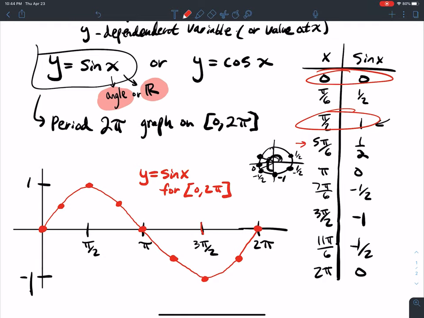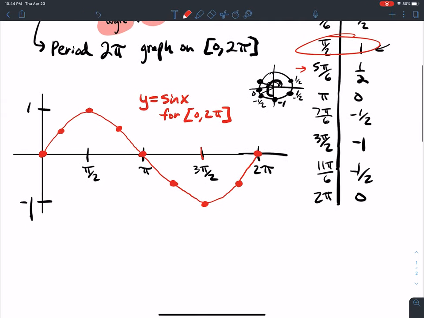So let's think about some properties that are in this graph. The graph illustrates some interesting facts. The domain: what values of x can we plug in that output a real number? Well, any real number you can think of, I can take the sine of that real number. So the domain is all real numbers.